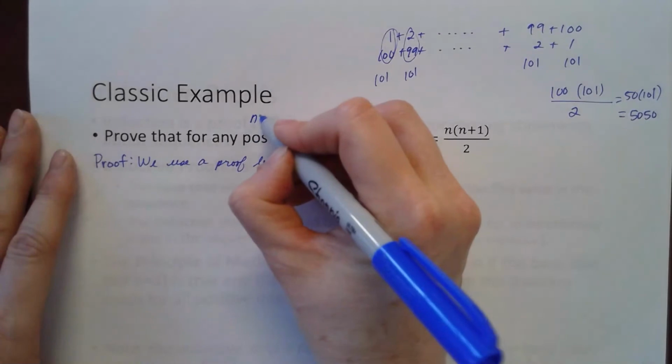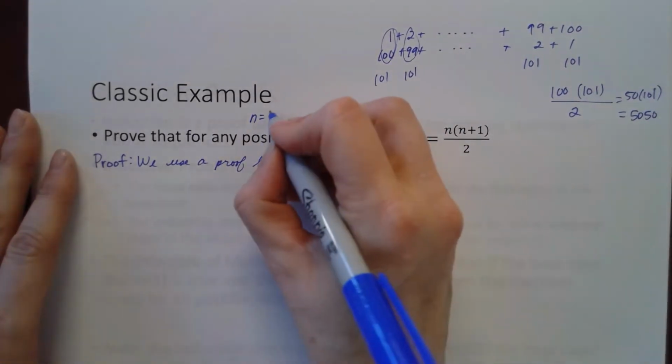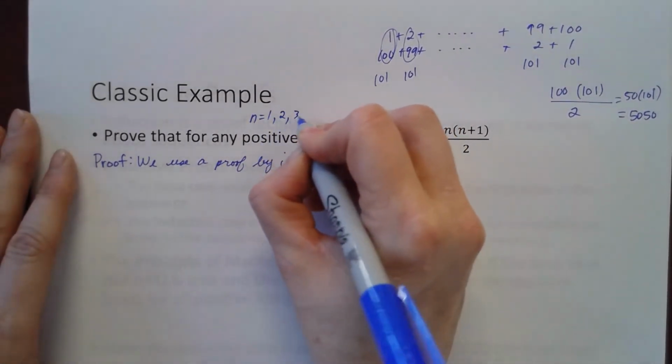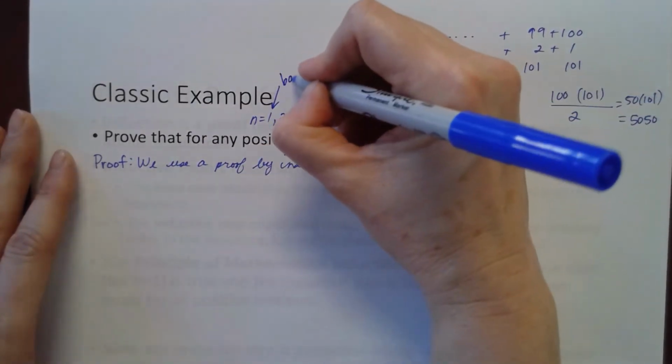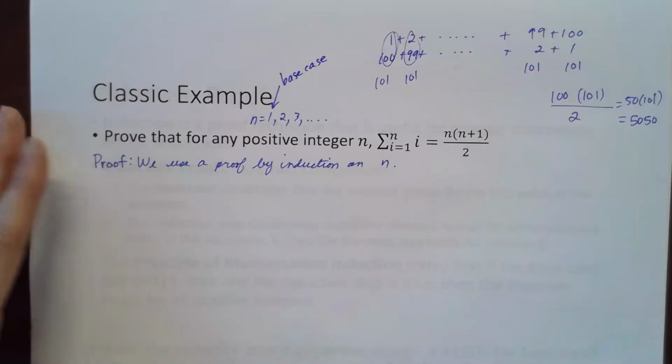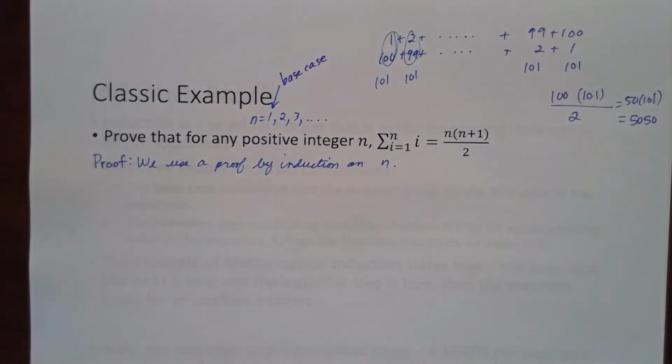Think about positive integer n. That means n will start at 1. That's the first positive integer, then 2, then 3, and on and on. So the smallest one right there is going to be our base case. That's the starting point we use to start the chain reaction, and that's the first one we're going to prove.